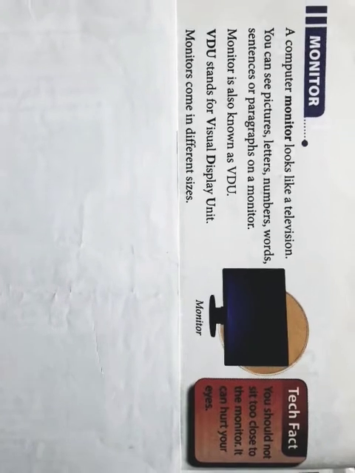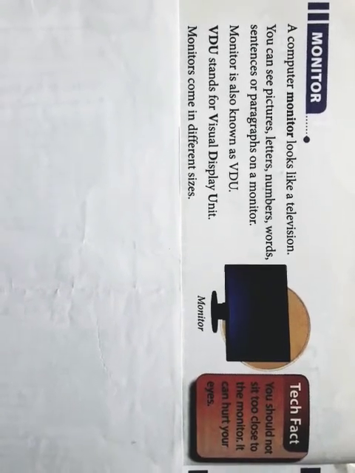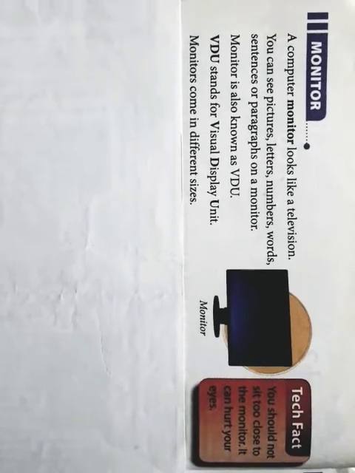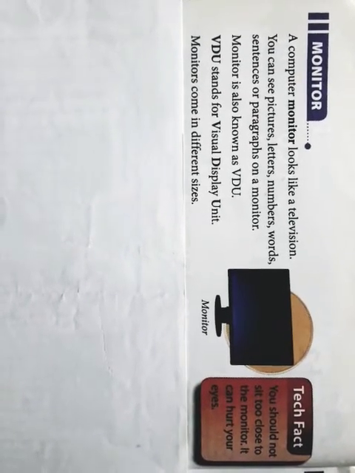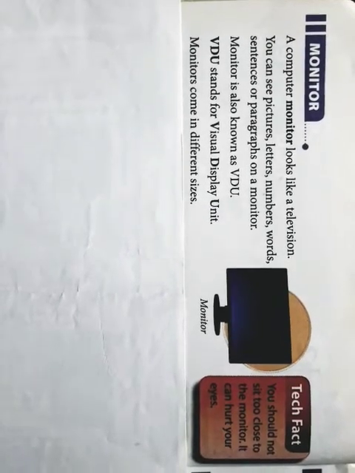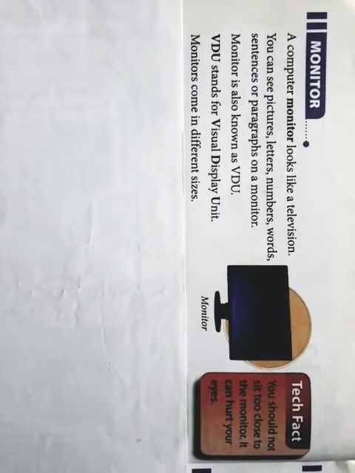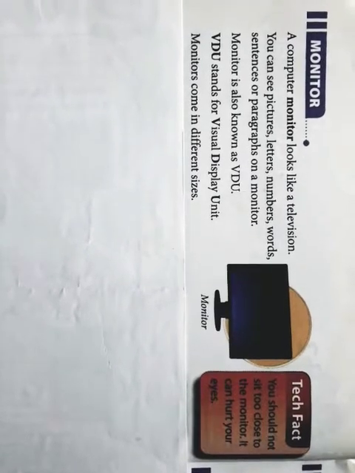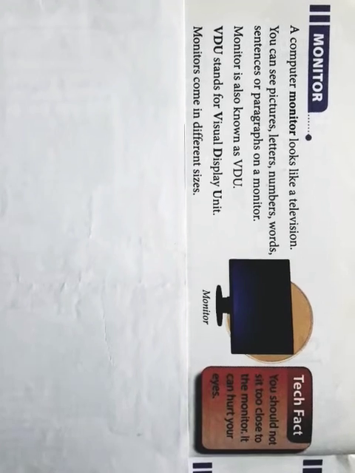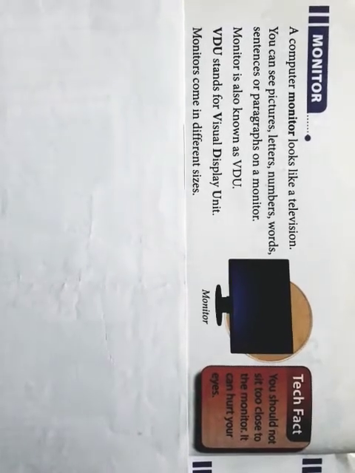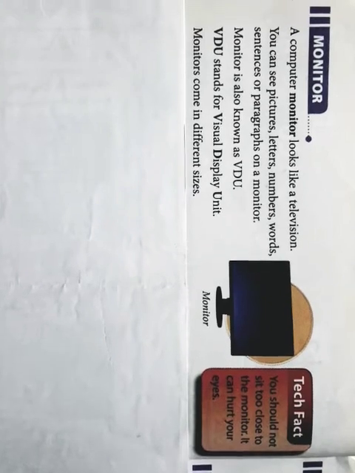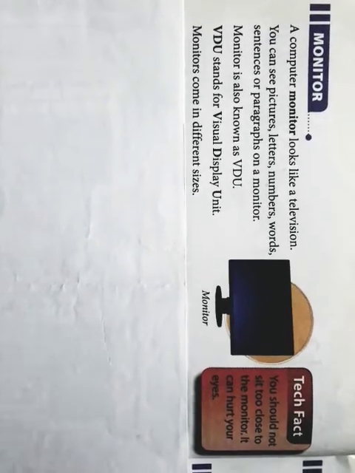Dear students, same as the human have the body parts, computer also have some parts. Let us discuss the first part, that is monitor. A computer monitor looks like a television. At the right side you can see the picture is given. Okay, the monitor, it looks like a television.